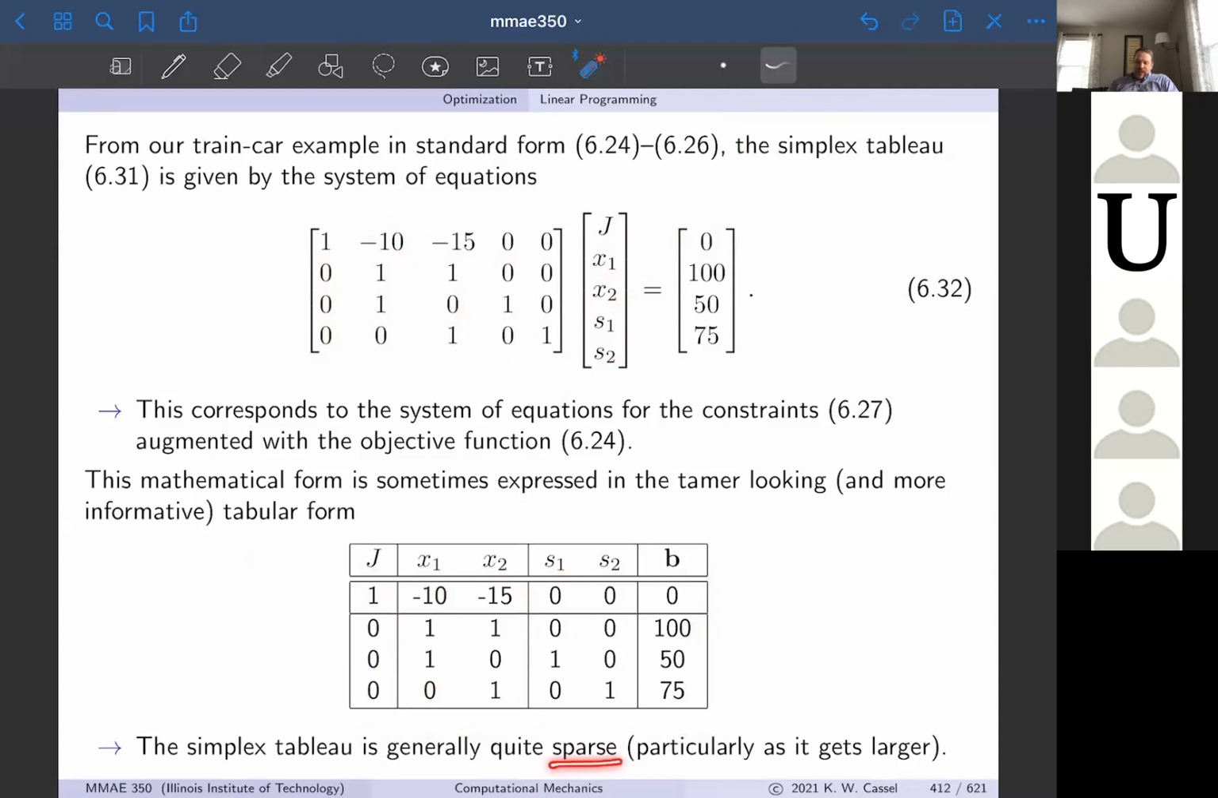One thing you'll notice is these simplex tableaus are usually quite sparse. And again, sparse means lots of zeros. So when you write it down in matrix form, there's zeros all over the place. And the bigger these problems get, typically the more sparse they get. One of the things that we get into in computational linear algebra, numerical linear algebra, which is beyond the scope of our considerations, is how do you efficiently solve very large systems of equations that are sparse, that have lots of zero values in them.